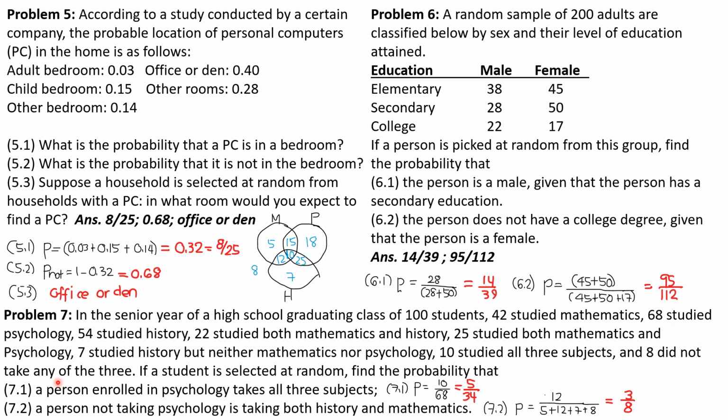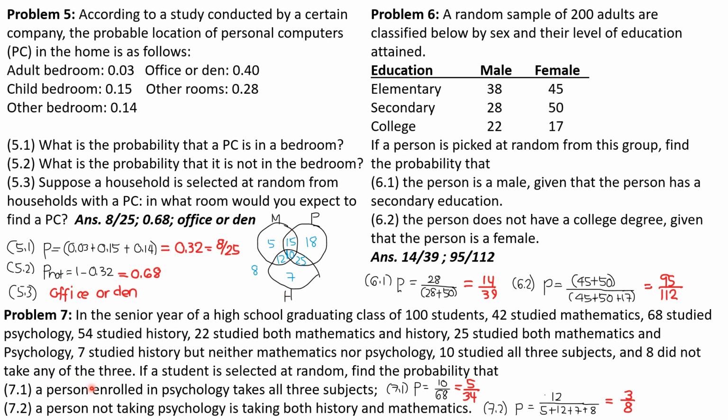Then 68 studied psychology for this space here. 68. We already filled in these spaces. 15 plus 10, 25 plus 25, that's 50. So 68 minus 50, so we have 18 exclusive psychology students. Then finally, 42 studied mathematics. So 42, we already filled this in. 22 plus 15, that's 37. 42 minus 37 is 5.